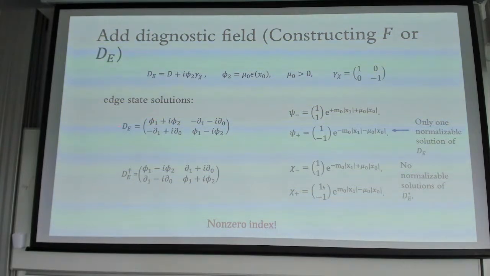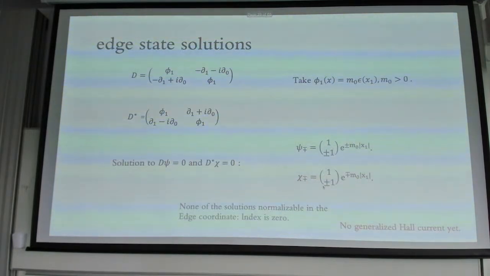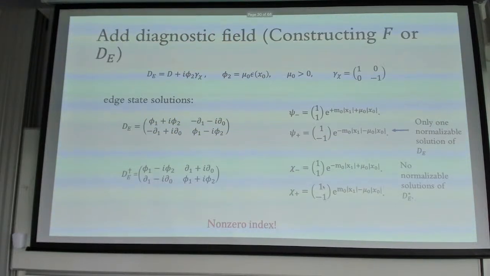And now I can look for edge state solutions. So note that in the solutions, one thing that I find is that one of these states, which were eigenstates of the operator d with zero eigenvalue, becomes a zero mode. So it becomes normalizable in space and time. And the other ones are not normalizable anymore. I mean, they were not normalizable before either, so they remain non-normalizable. So I end up with a non-zero index.